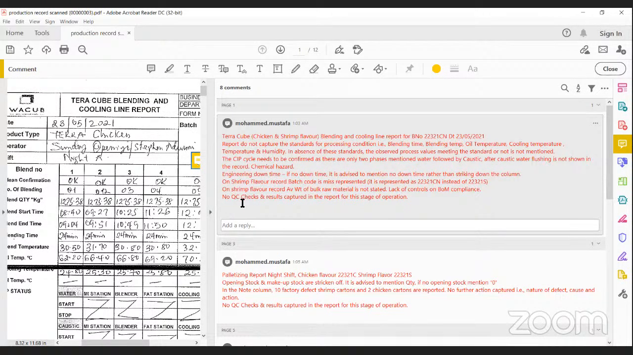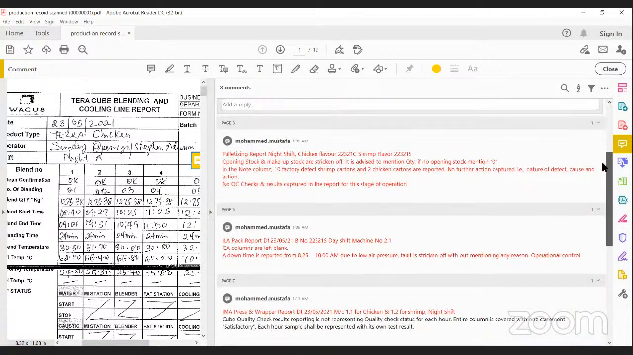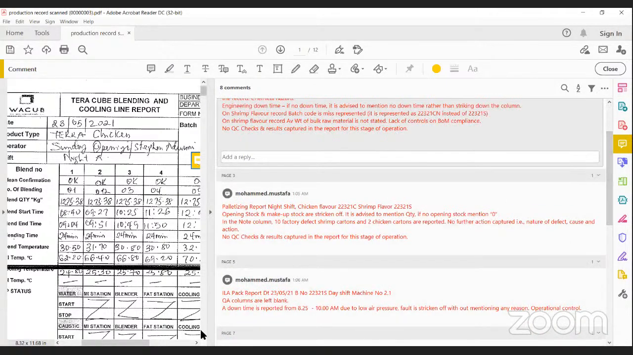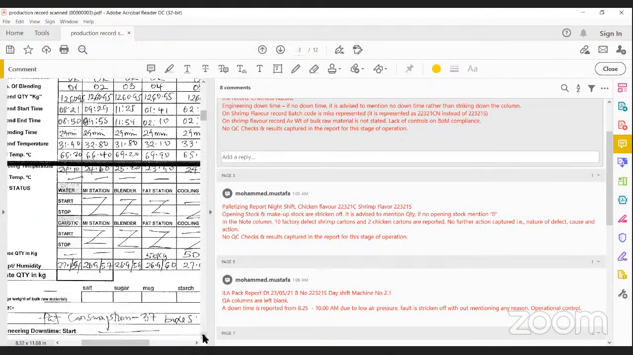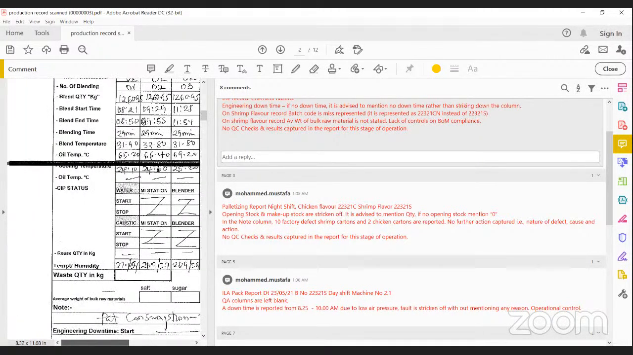So no QC check or result is captured in the report. I think, Sunny, you need to go down to the next page. No, the record, next page, the record. Yeah, this is what, if you see the average weight of bulk raw materials here, it is left blank.